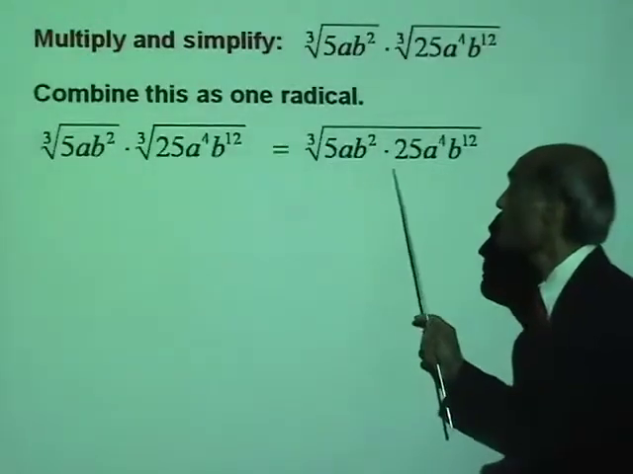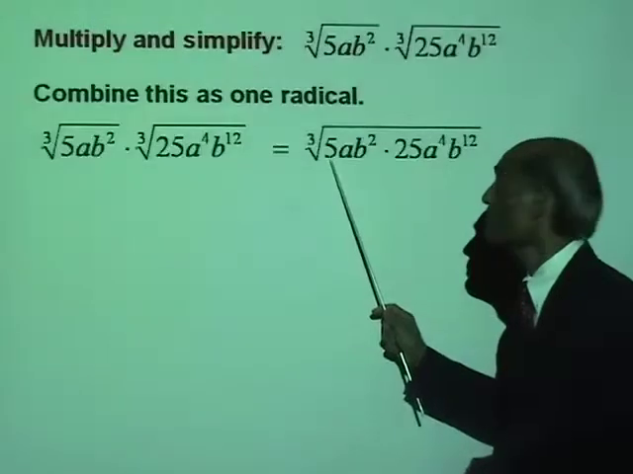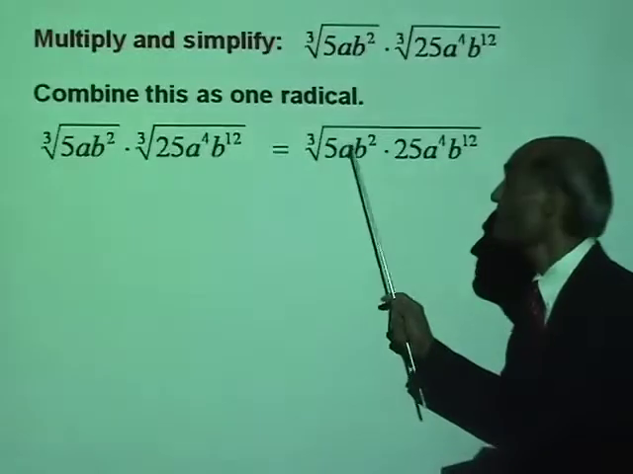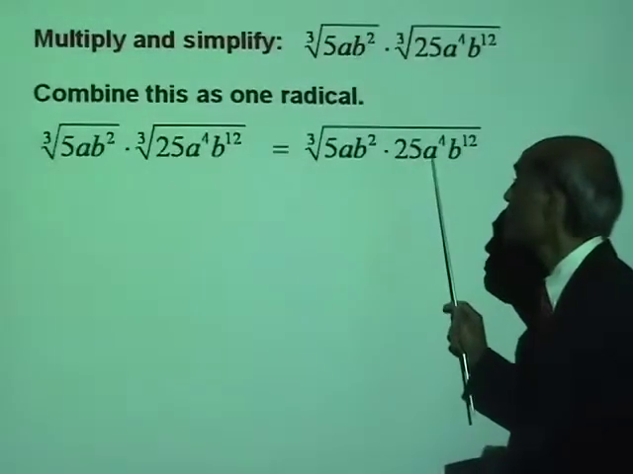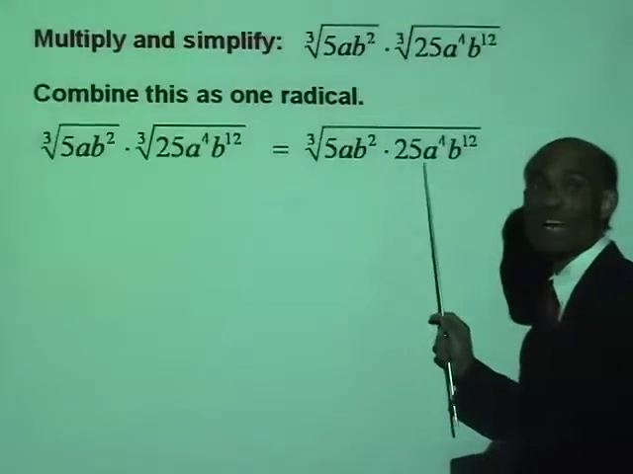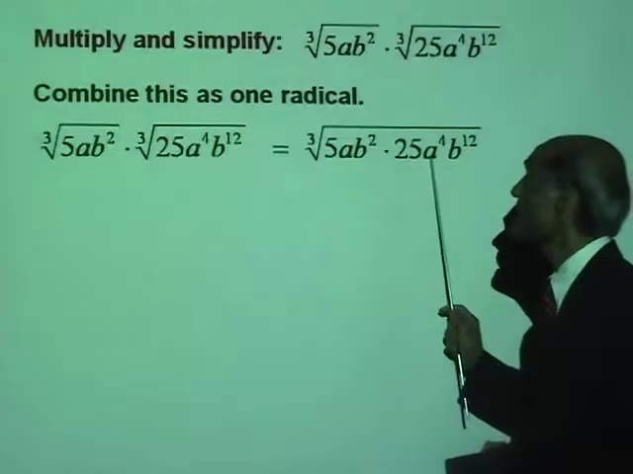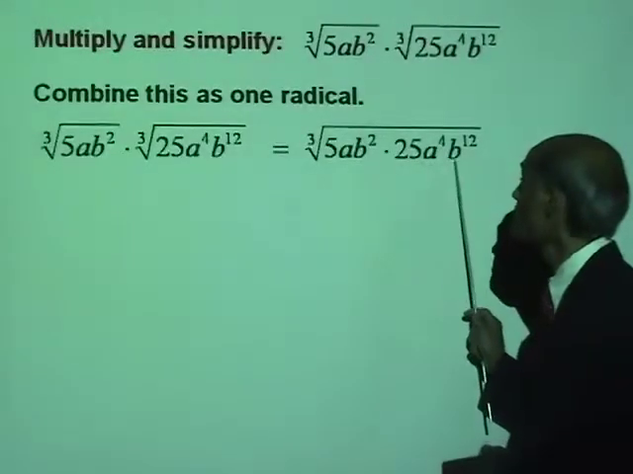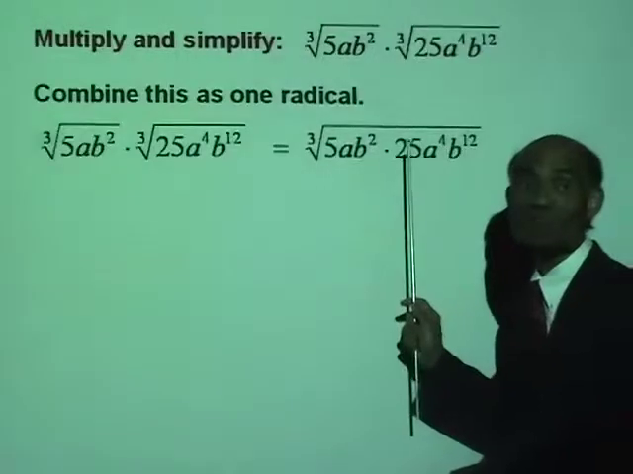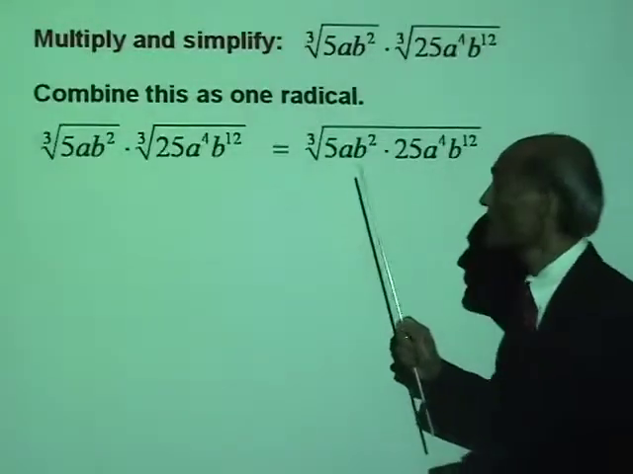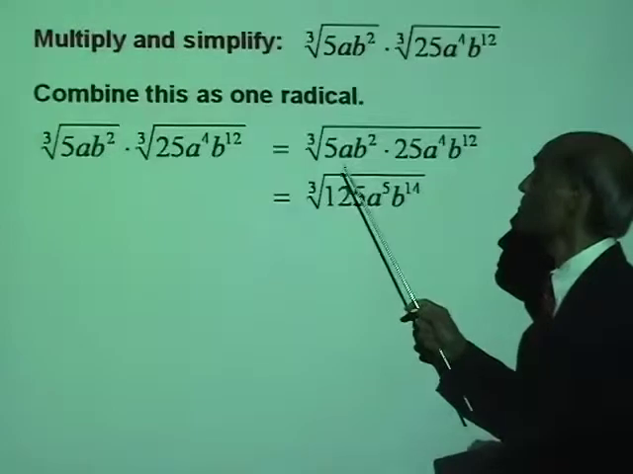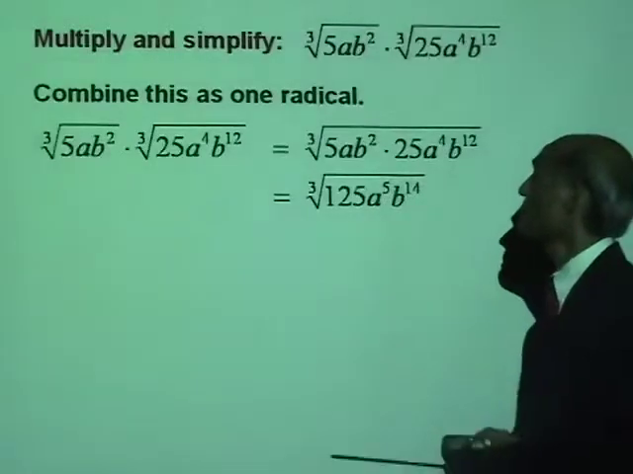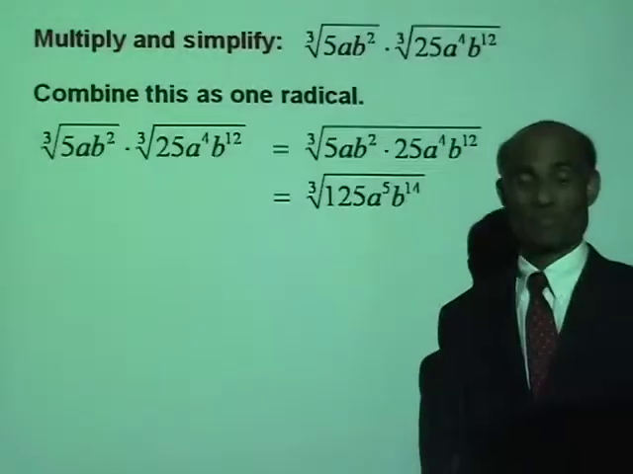Alright, let's now multiply each of the like terms. 5 times 25 is 125. A times a to the 4. Look at that, you can multiply like quantities. A times a to the 4 is a to the 5. B squared times b to the power of 12 is b to the power of 14. There you are. So that is cube root of 125 a to the power of 5 b to the power of 14.